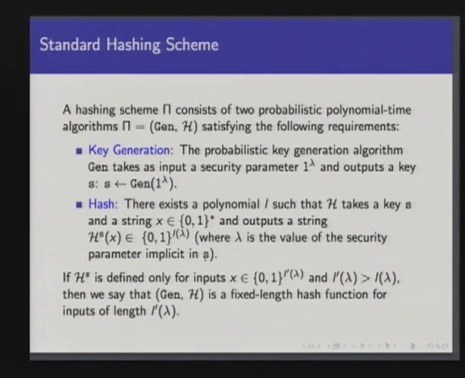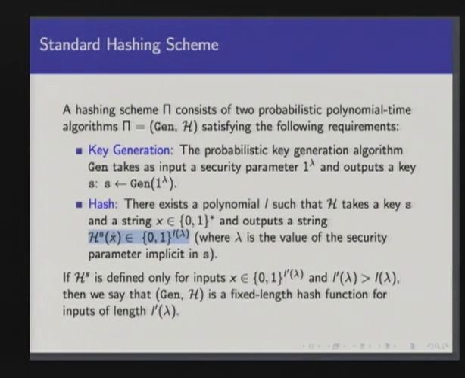We don't need to go into much detail on the mathematical proofs and definitions of hashing schemes, but just briefly, a standard hashing scheme consists of two probabilistic polynomial time algorithms, Gen and Hash, satisfying the following requirements. These algorithms have two sub-algorithms or functions. One is key generation, where a random key is generated using a probabilistic key generation algorithm. Then for computing the hash, we use the random key generated in the first step to compute a hash of the input string.